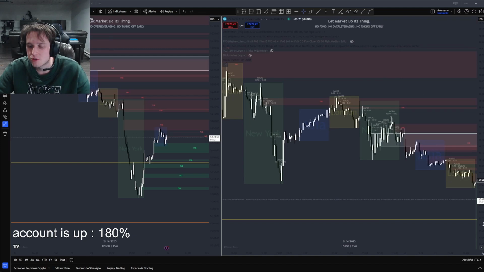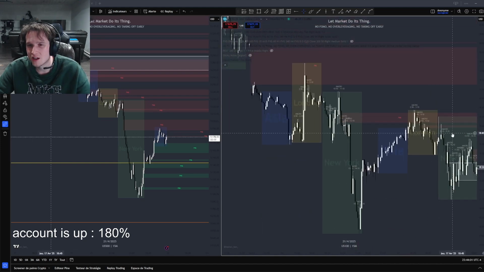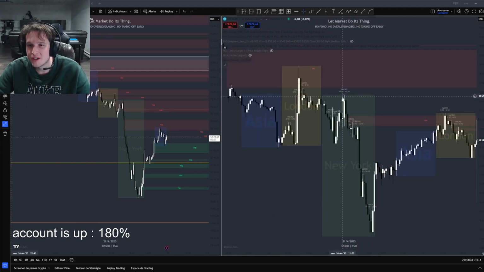So if I was to turn on the macro indicator here and just kind of look, you can see that this move here happened in the 10:50 to 11:10 macro, right? And the move down here happened in the 9:50 to 10:10 macro. And then it kind of just accumulates in between after that, right?